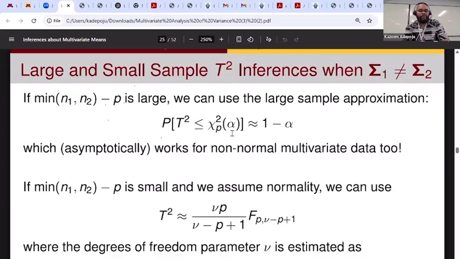Now, if I want to construct the confidence interval, then the probability of the t-square being less than or equal to the chi-squared is the confidence, 1 minus alpha. And I'm only going to use the chi-squared, don't forget, for large sample approximation. I think I said that the other time, okay? So the t-square will follow a chi-squared for situations where the sample size is sufficiently large, and that's why we said it's going to work asymptotically for non-normal data too.